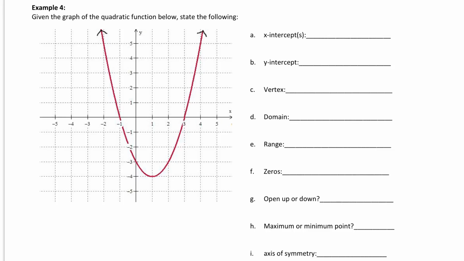In example 4, we're given the graph of a quadratic function below, and we need to state all the following. So here's our graph. It's a parabola, U-shaped. The very first thing we need to find are the x-intercepts.